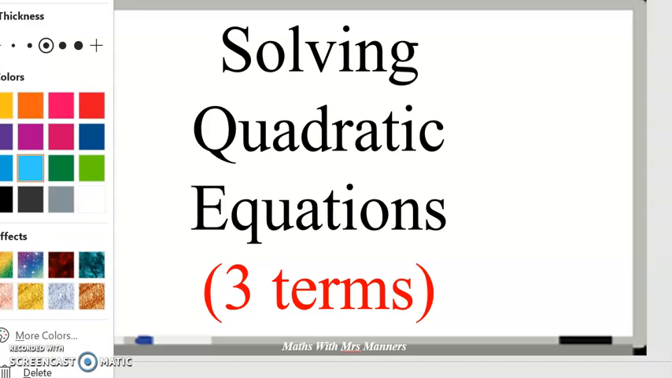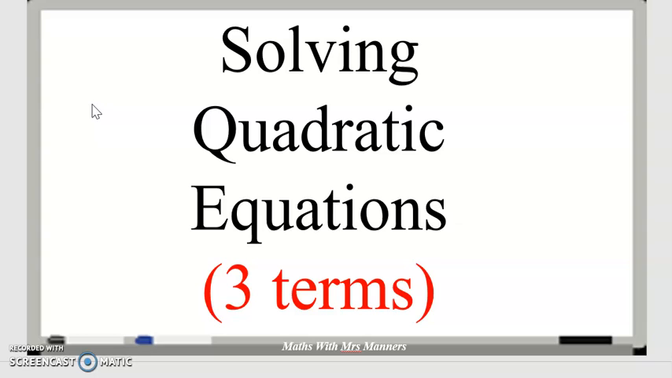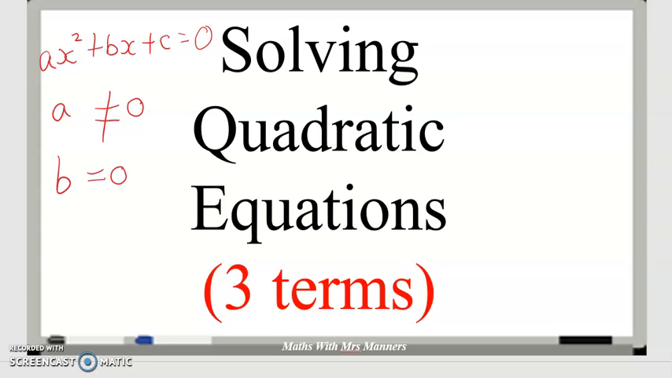This video is on solving quadratic equations with all three terms. Just as a recap, in our last video we talked about how a quadratic equation will always be of the form ax squared plus bx plus c. And we talked about the fact that a can't ever equal 0, because if a equals 0 we won't have a quadratic equation. But b can sometimes equal 0 and c can sometimes equal 0, and we looked at those sorts of equations.